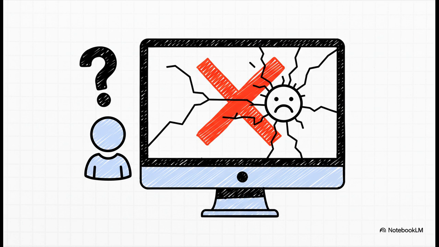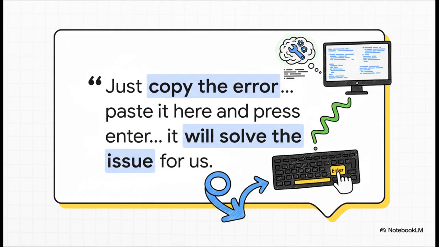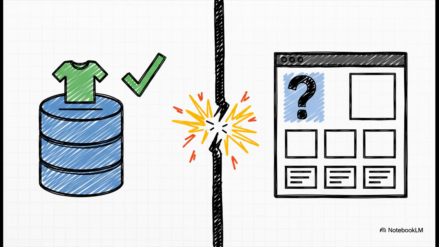Now look, this is completely normal in development, but the real question is, how do you fix code that you didn't even write? Okay, this is the part that honestly feels like cheating. It's incredible. Instead of frantically Googling the error, you just copy the entire error message, paste it right back into the AI, and hit enter. The AI literally analyzes its own mistake and then rewrites the code to fix it.